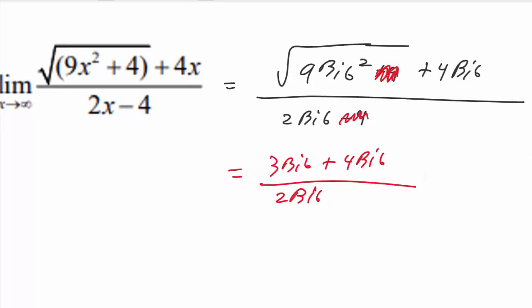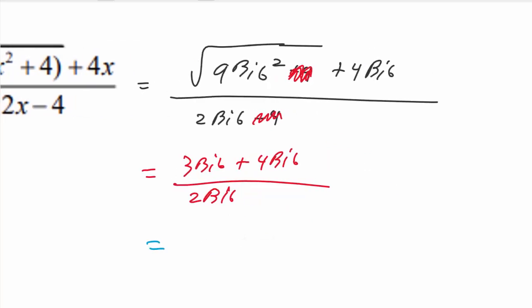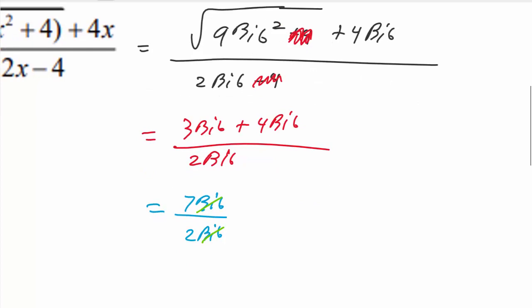Now, you'll notice this is kind of a new scenario for us. But as long as you're not freaking out, don't panic, you'll be fine. What is 3 big plus 4 big? That's like just saying, what's 3 plus 4? What's 3 apples plus 4 apples? 7 apples. So this would be 7 big divided by 2 big. And the bigs would now divide, leaving us with 7 halves.